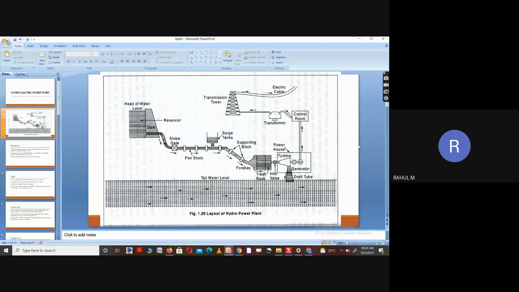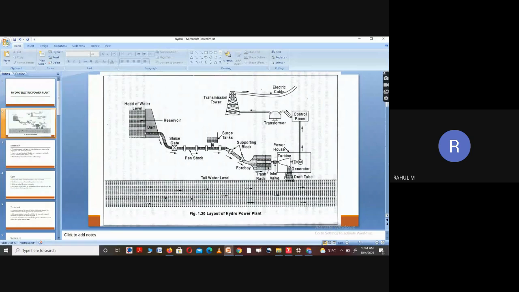Okay, so this is the simple layout of your hydro power plant. Can you hear me? No sound issues? Yes, sir. Okay, so it is pretty much simple and a very basic type of layout.